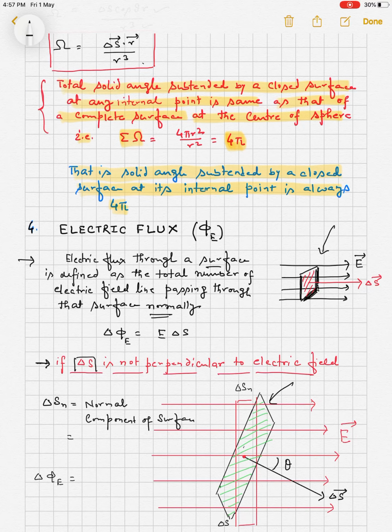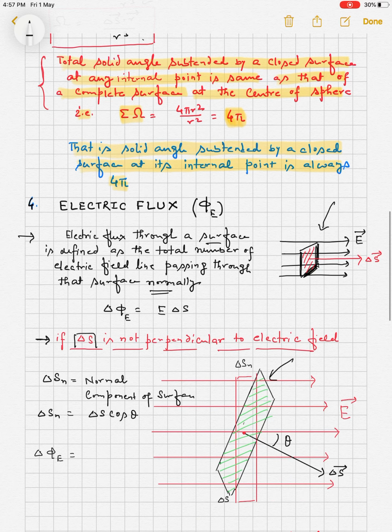In this case, we take delta Sn, the normal component of the surface, which equals delta S cos theta. So delta Sn equals delta S cos theta. In this case the electric flux delta phi E will be equal to E delta S cos theta, where theta is the angle between the area vector of the element and the electric field. So it becomes E vector dot delta S vector. This is delta phi E.